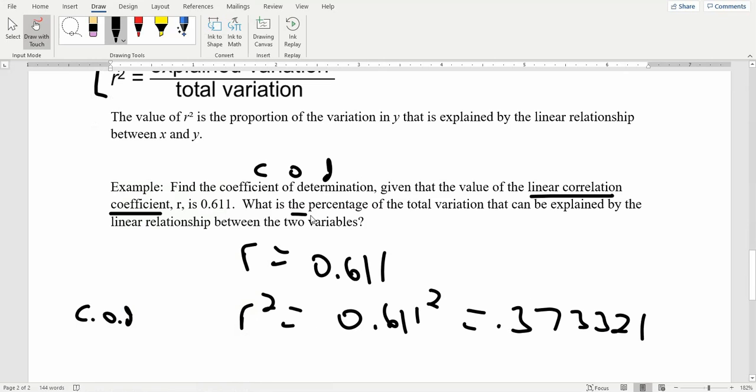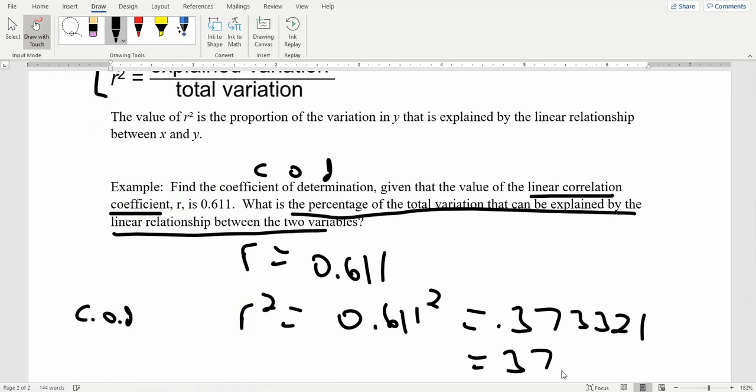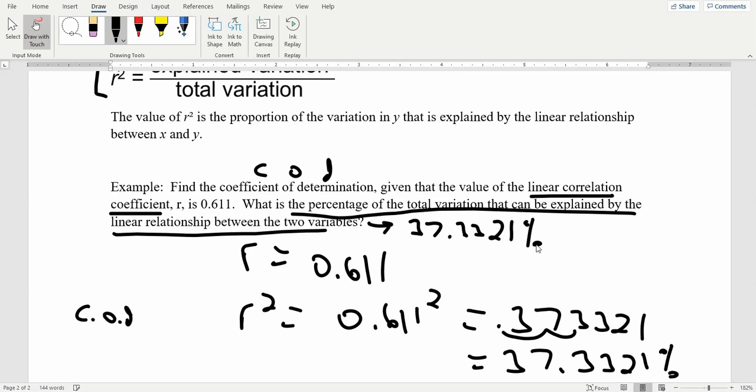And it asks, what is the percentage of the total variation that can be explained by the relationship between the two variables? Well, that answer is nothing more than this percent. So you move that decimal 2 places to the right, and that's what the percent represents. So the percentage of the total variation that can be explained by the relationship between the two variables, the answer is 37.33321%. And that's all.